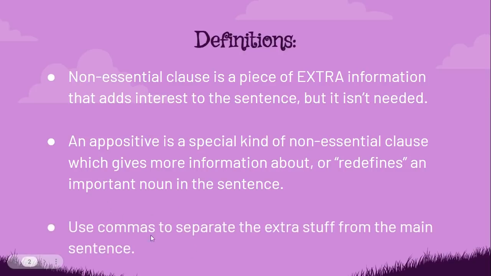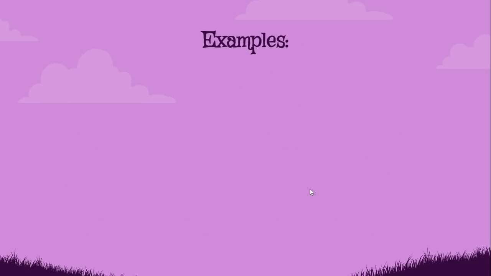Now, we use commas to separate the extra stuff from the main sentence. So, whenever you add a non-essential clause or an appositive into a sentence, we just put commas at the beginning and the end of it to show where that extra stuff has been added in. Let's look at an example.